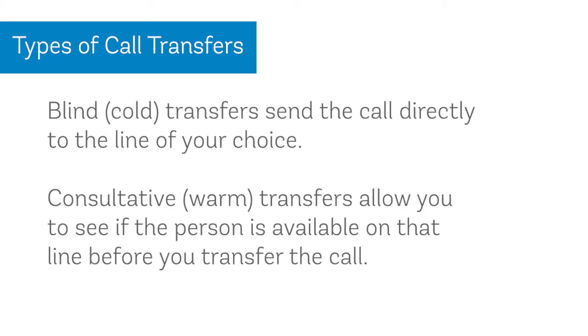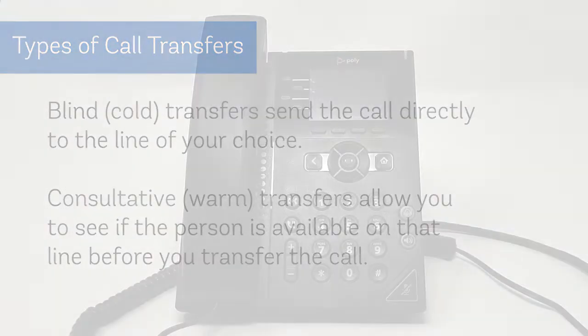Blind transfers send the call directly to the line of your choice. Warm transfers allow you to see if the person is available on that line before you transfer the call. By default, your phone will complete all transfers as warm or consultative transfers.